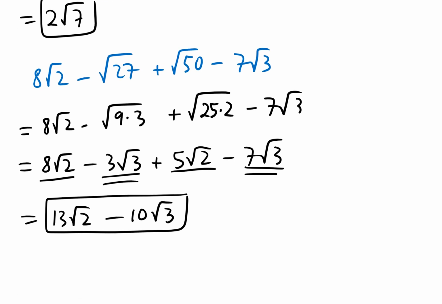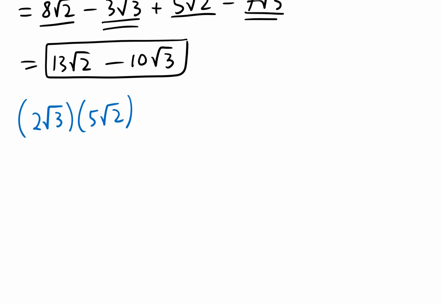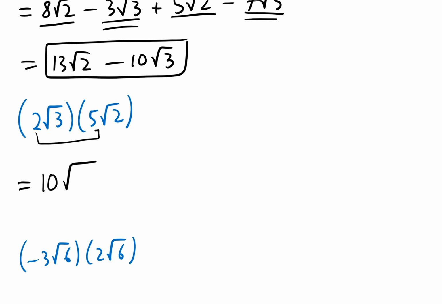Other kinds of operations, how about if we do multiplication? 2 square root of 3 times 5 square root of 2. For this one, we multiply the outer numbers. This times this is 10. Square root 3 times 2 is 6. So that's all we can do.